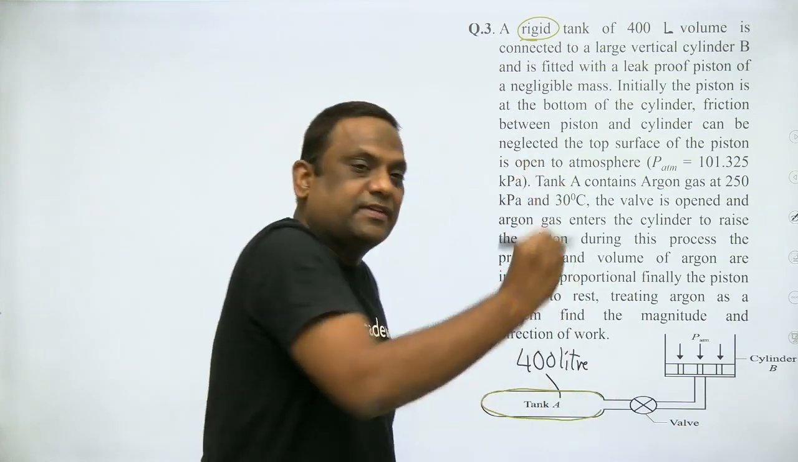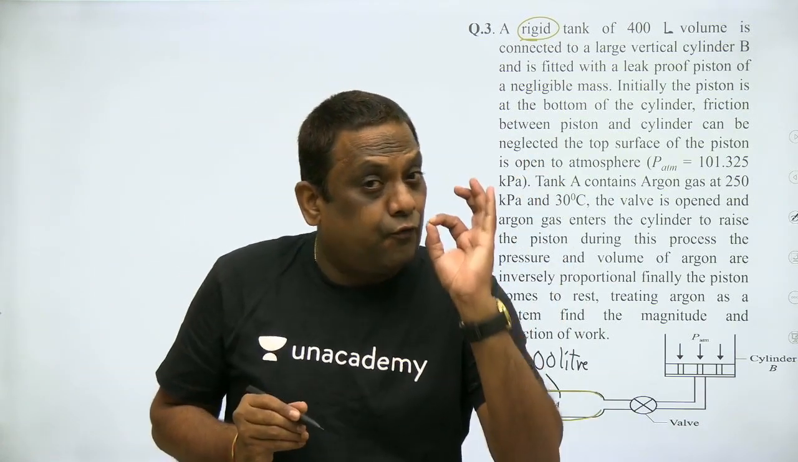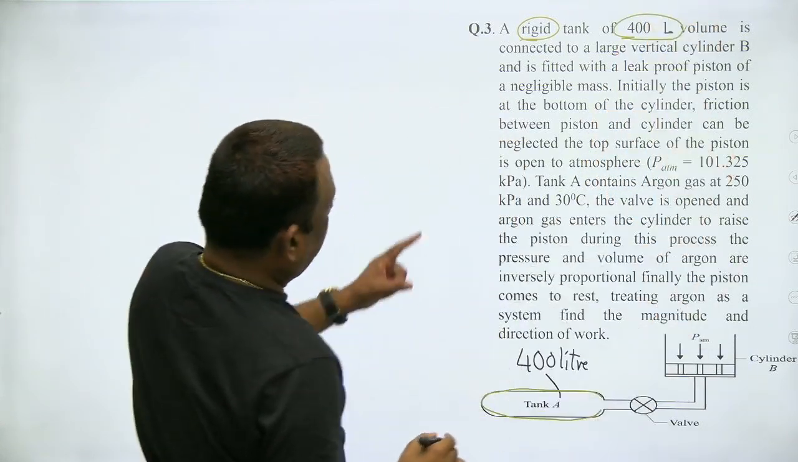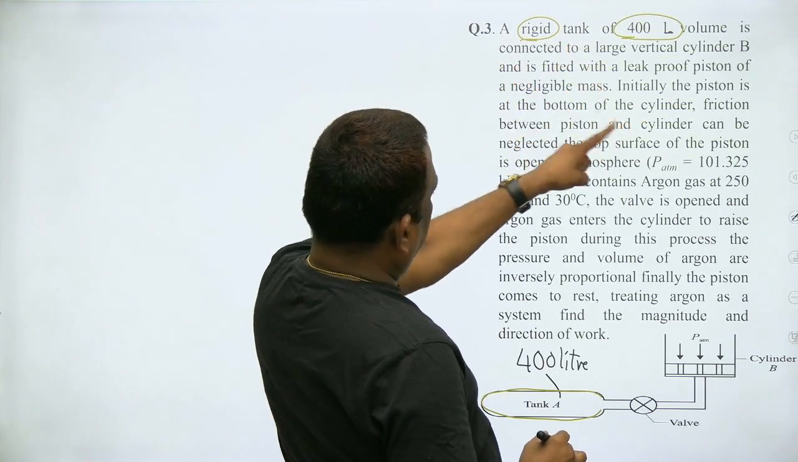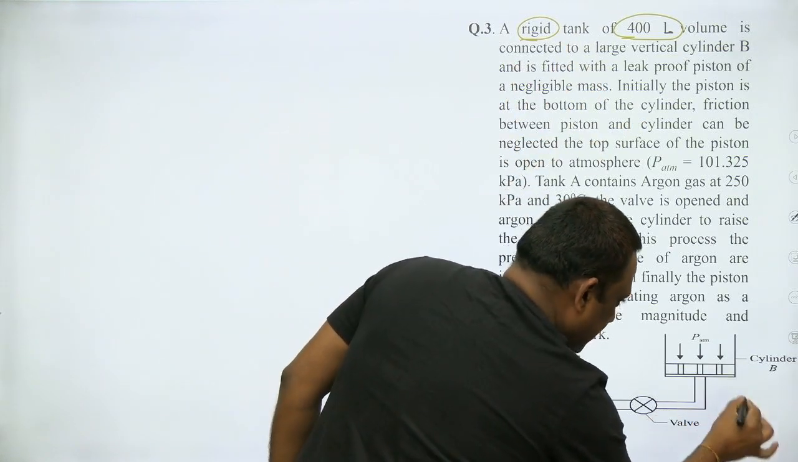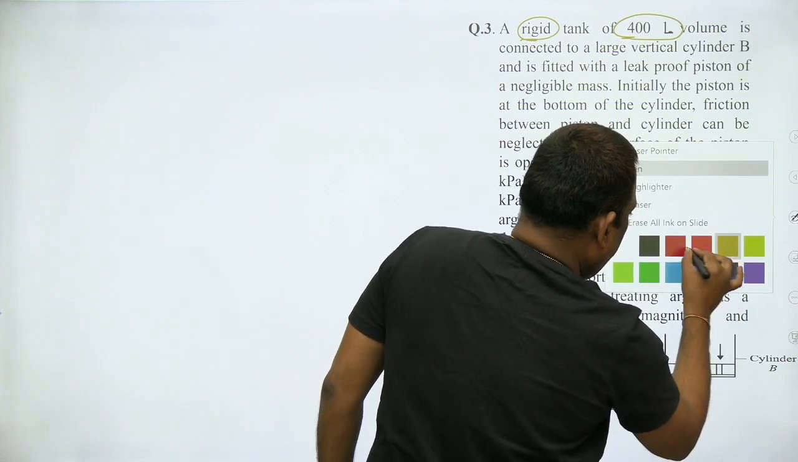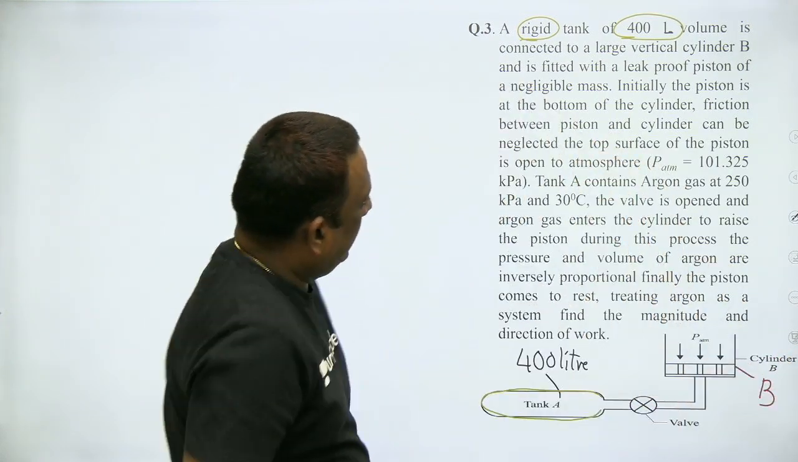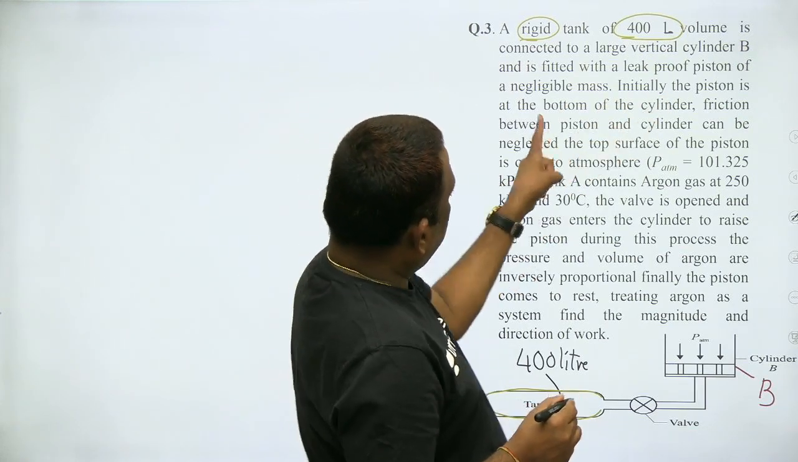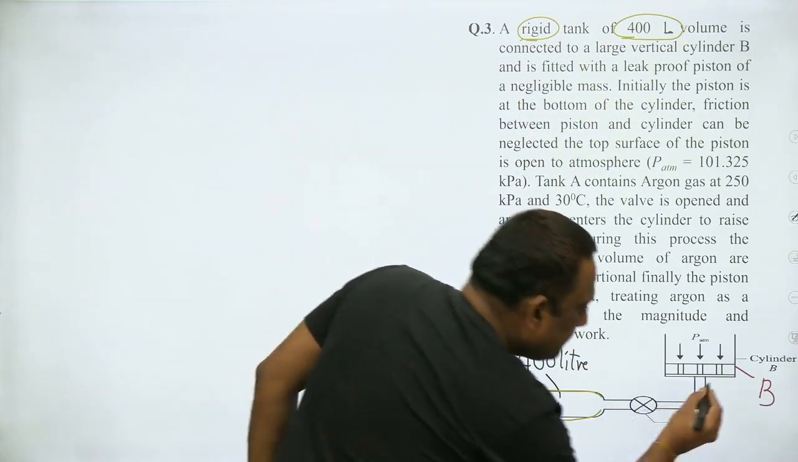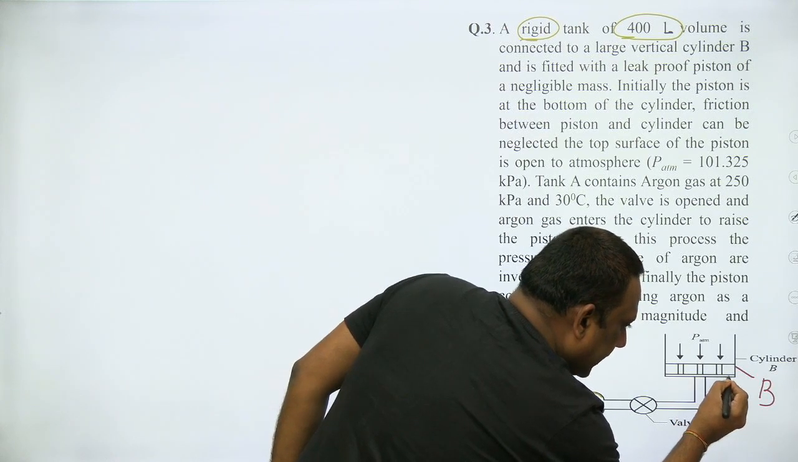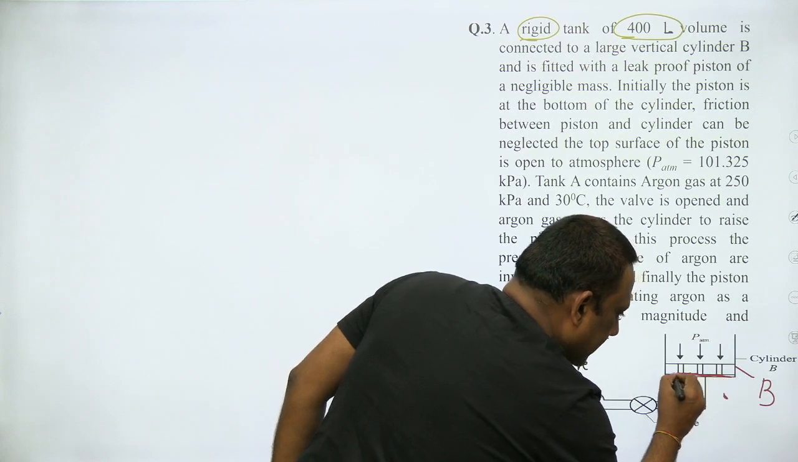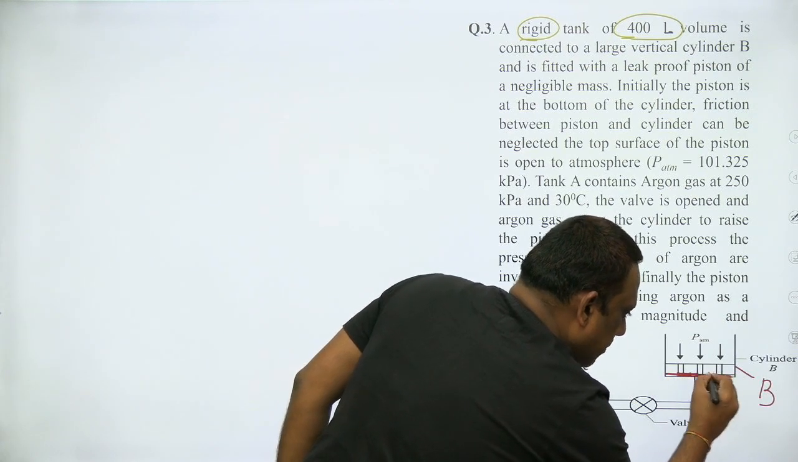And what is the capacity of the tank? The capacity of the tank is 400 liter. Okay. It is connected to a large vertical cylinder B. So yes, it is a vertical cylinder B. Initially, the piston is at the bottom of the cylinder. Dhyan se suno. This is the bottom of the cylinder, and the piston is resting at the bottom of the cylinder.